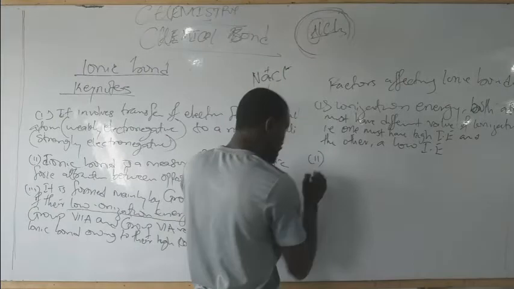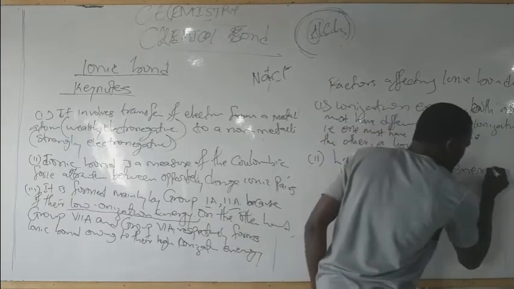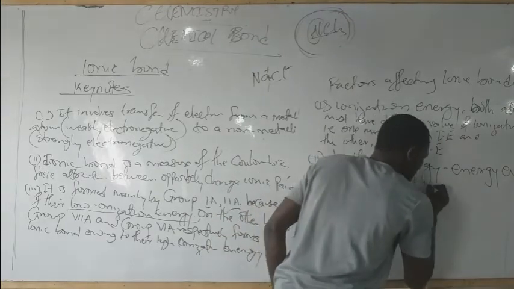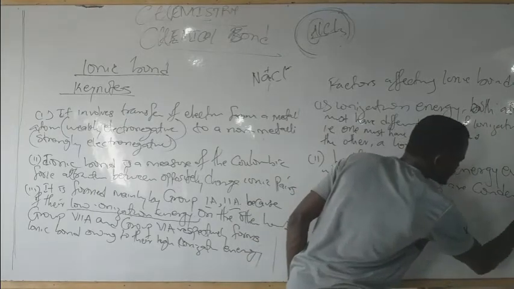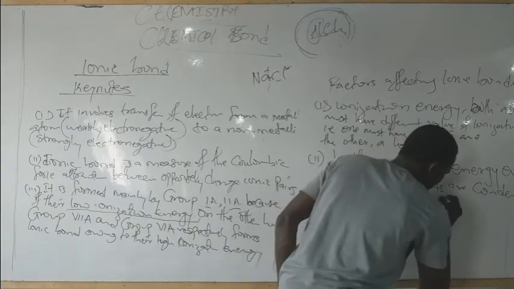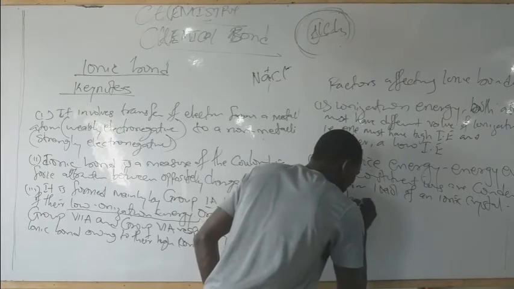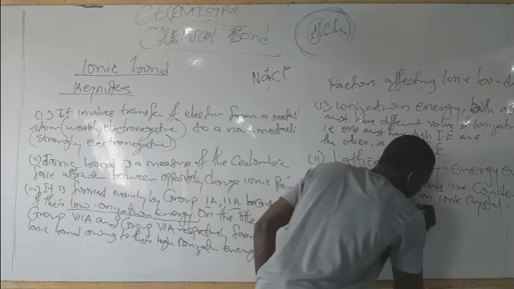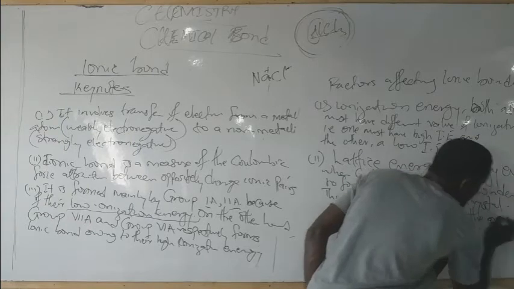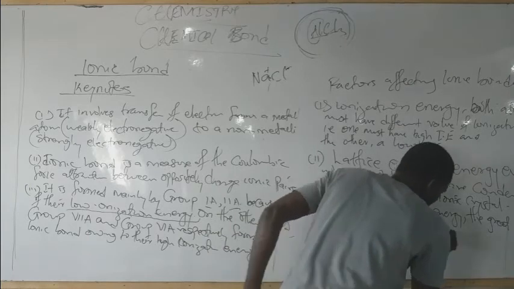Then the second factor is lattice energy. And what is meant by lattice energy? This is the energy evolved when constituent ions are condensed to form one mole of an ionic crystal. The higher the lattice energy, the greater is the stability of the bond.